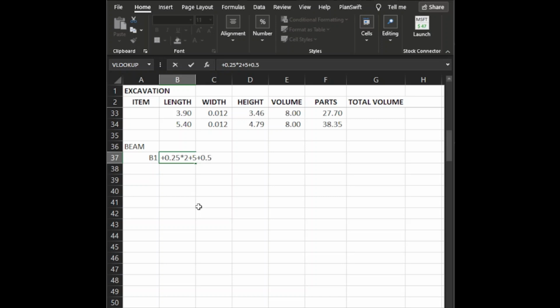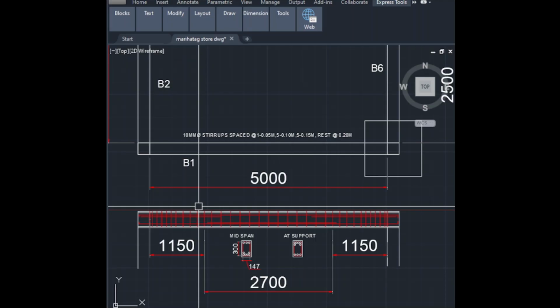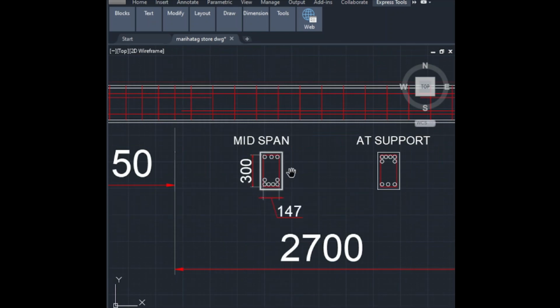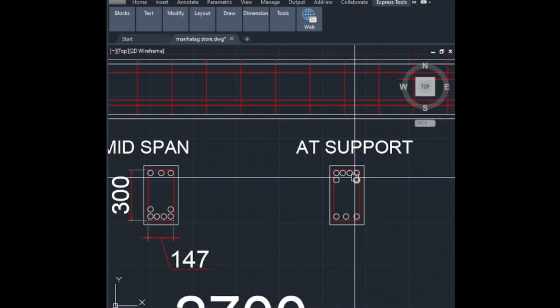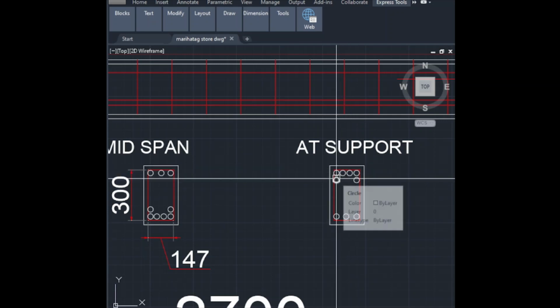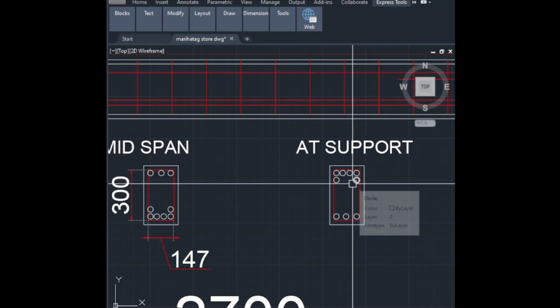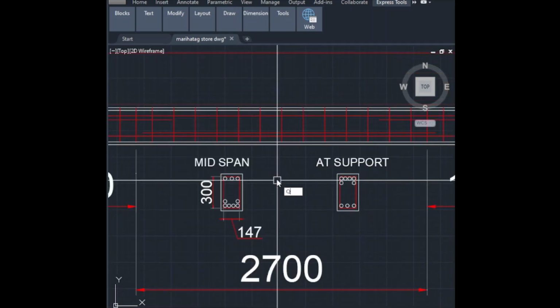Maybe some splicing of this one, so I just add 0.5 for every bar that I will make. Okay, then if this is our support, we will just count this one, guys. So 2, 4, 6, 8, 9, so I have 9 bars.